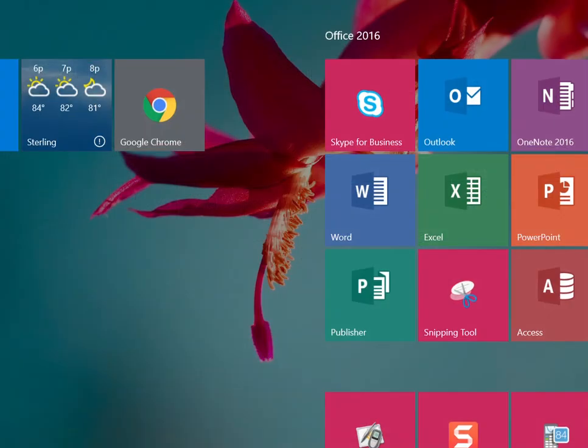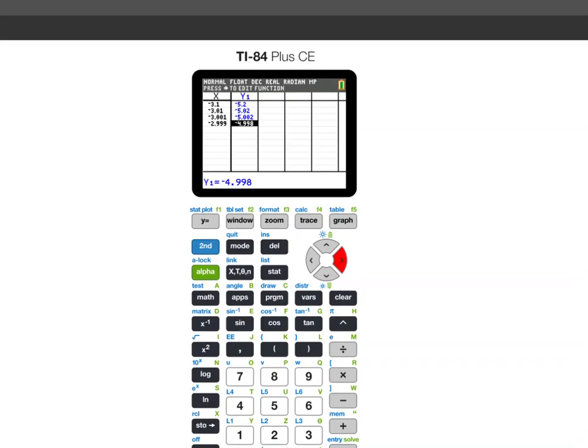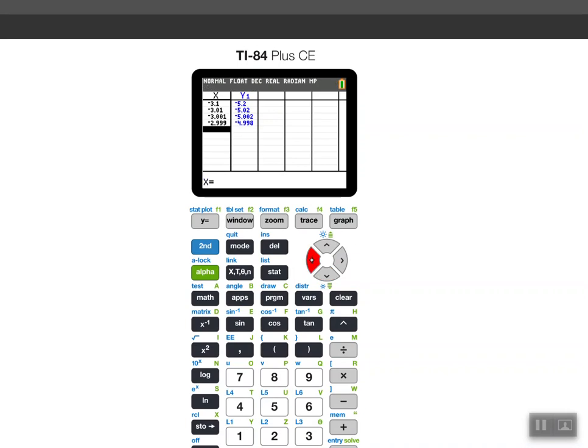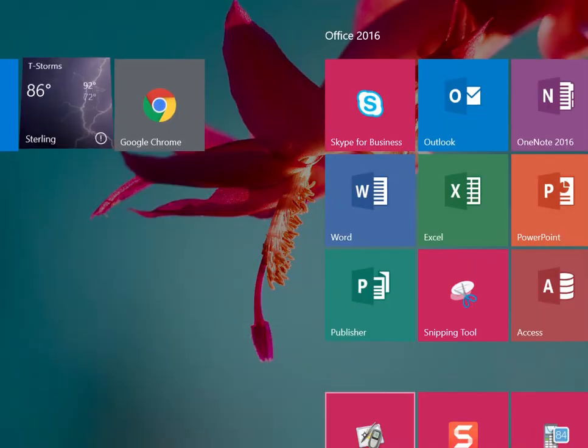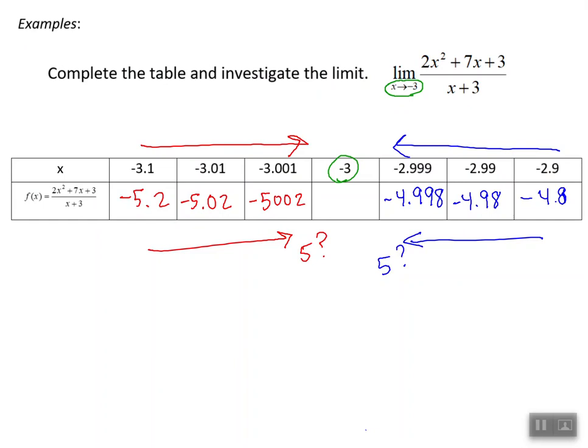Now if I go back to my calculator and I actually type in the x value, negative 3, you'll notice it says error because there is no function value at negative 3. So we do see here that the limit of our function equals negative 5, even though the function value at negative 3 does not exist.